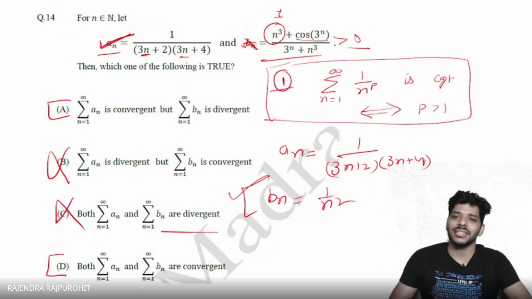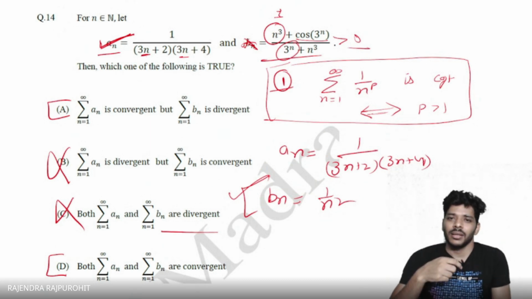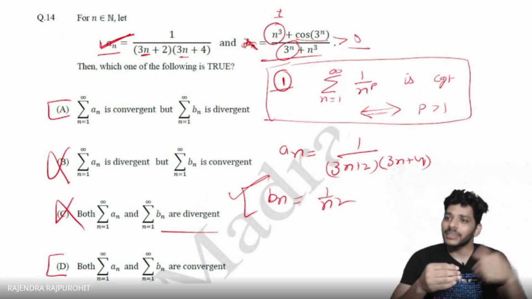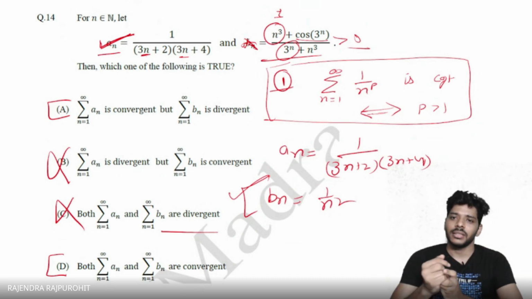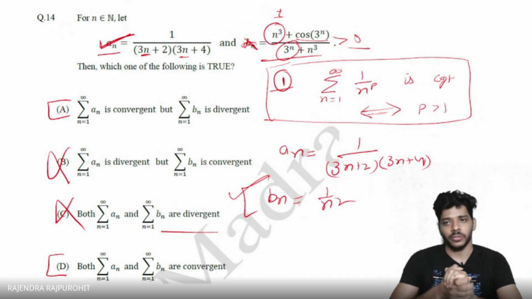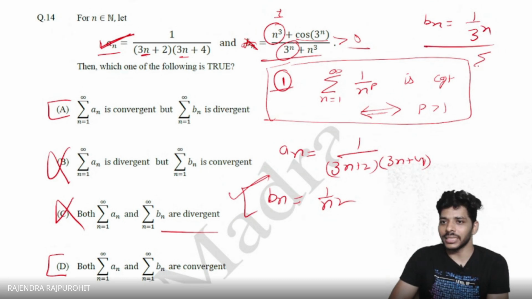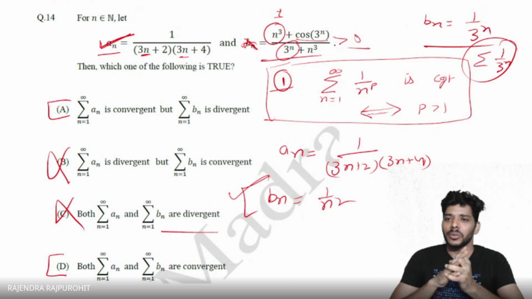But in this case, you can't use the p test because there is 3 to the power n in the denominator. Can I use 1 upon 3 to the power n as my bn if I consider this to be an? I will leave this problem for you to solve. In this case, you take bn equal to 1 upon 3 to the power n. And you do know that summation 1 upon 3 to the power n is a GP with common ratio 1 upon 3, so this part is convergent. Now you have to figure out whether an upon bn gives you a limit or not.